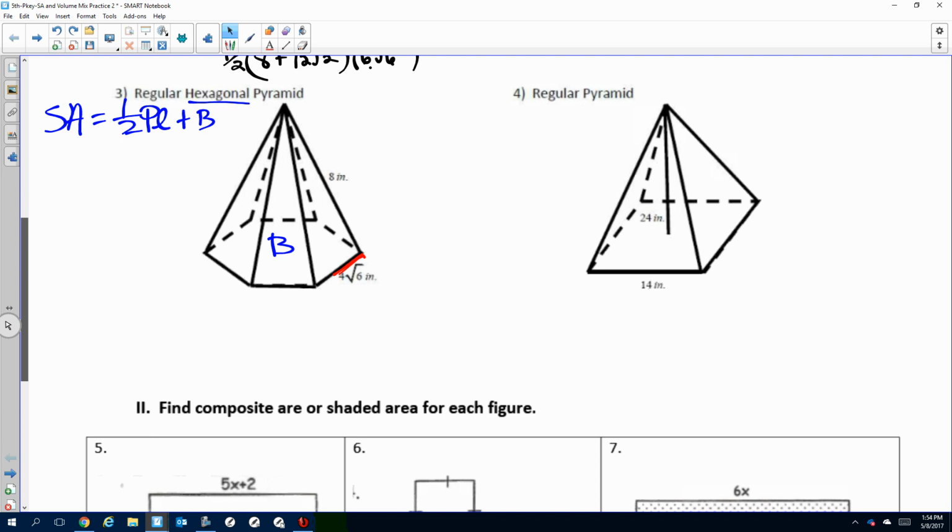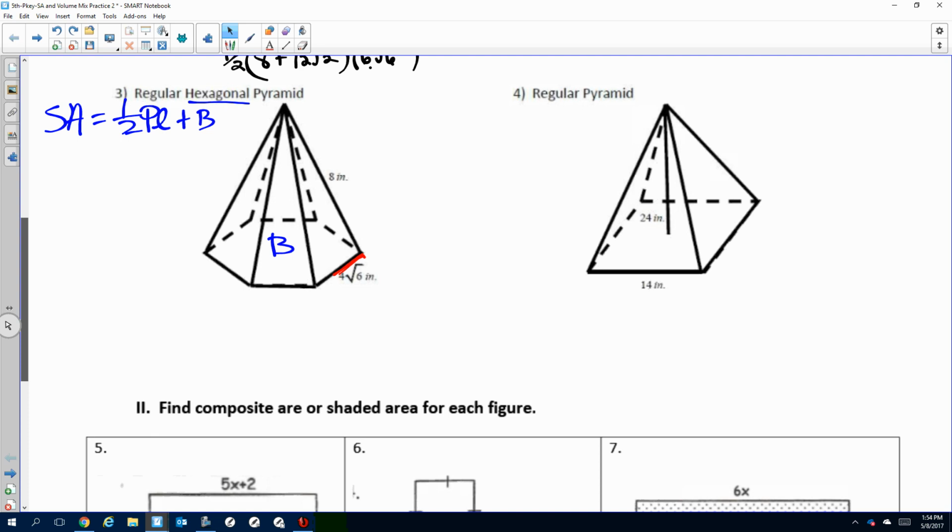The first, on 3 and 4, just to recap, some of us got to do this and some of us were out. So on 3 and 4, we're finding the surface area of these pyramids. 3 is a hexagonal pyramid, so our base is a hexagon. I went ahead and put the B there. I wrote down the formula. You do not have to memorize that. It's on the formula chart. You just got to be able to pick it out.